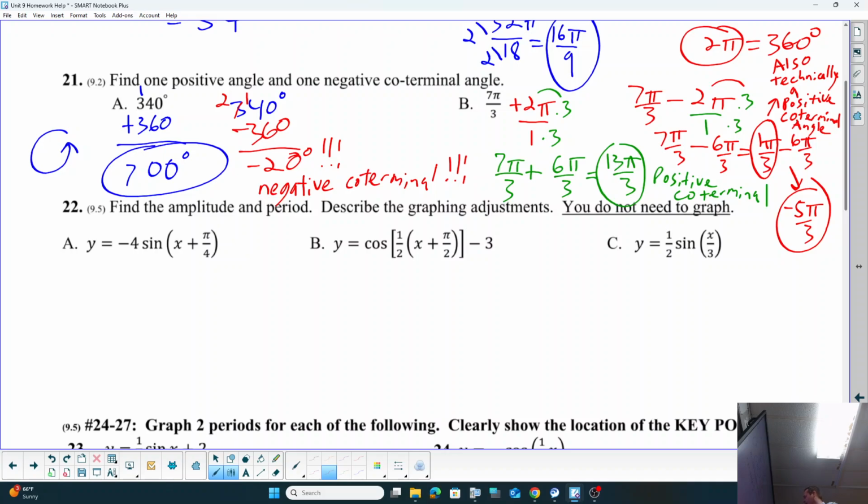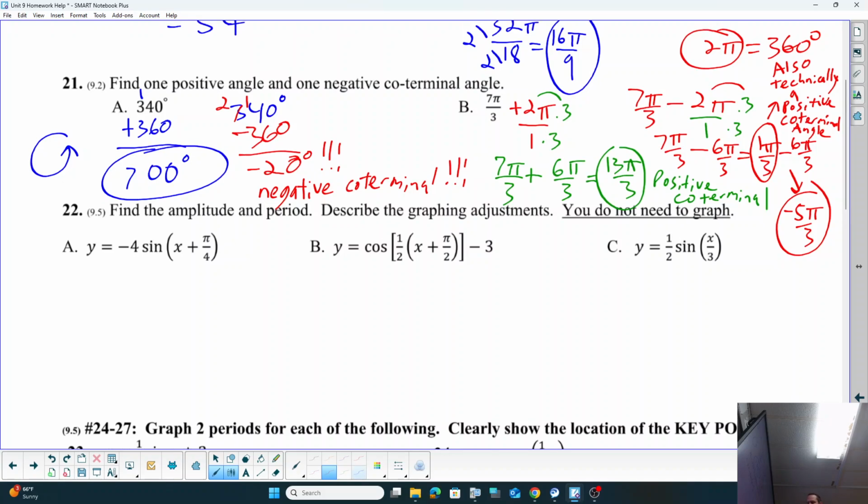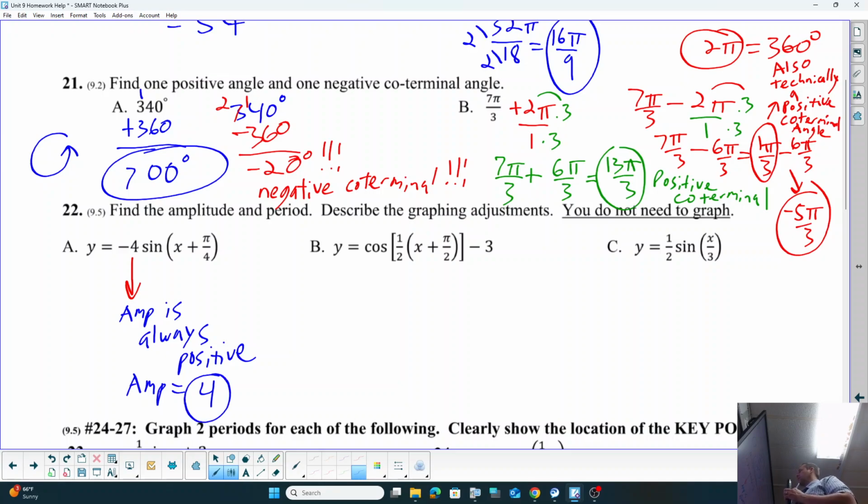Find the amplitude and period. You know how to do this. Okay, so find the amplitude and period. Amplitude is 4. Don't forget, amplitude is always positive. So the amplitude is going to be a positive 4. Okay, describe the graphing adjustments.